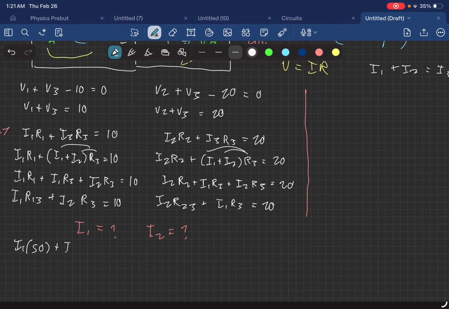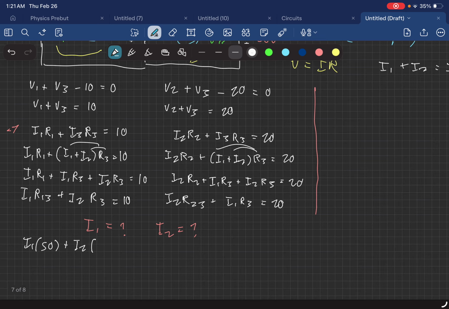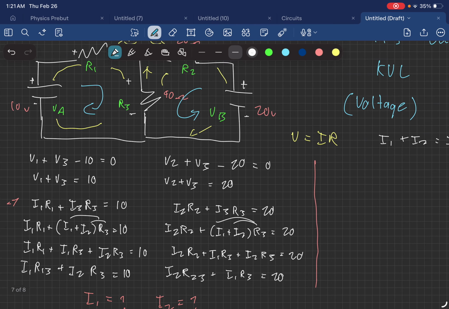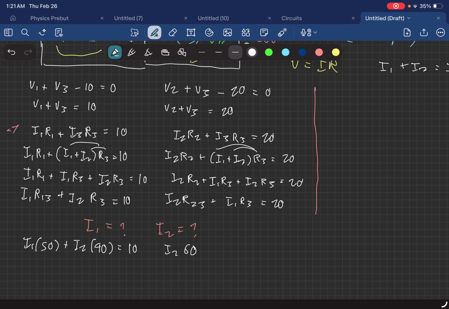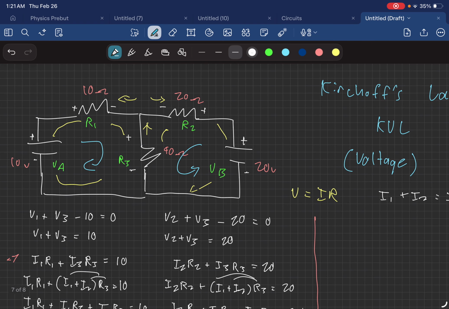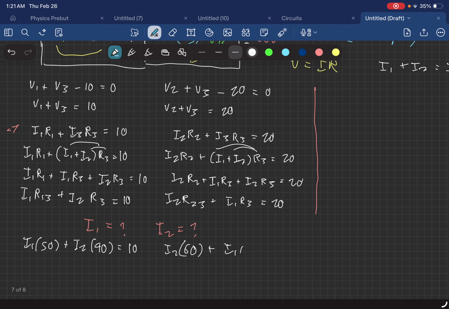Plus I2, we're looking for I2, remember. And then our R3 value is 40, is equal to 10. Next equation, we got I2. What is R23? So remember, this plus this, so 60. And I1 R3, R3 is 40, is equal to 20.